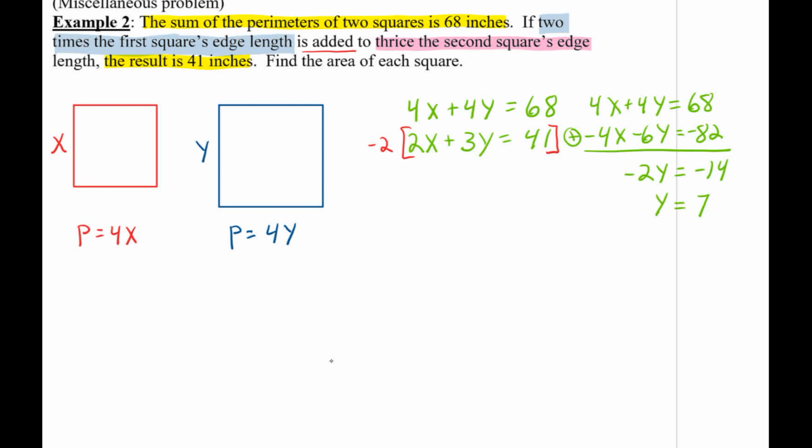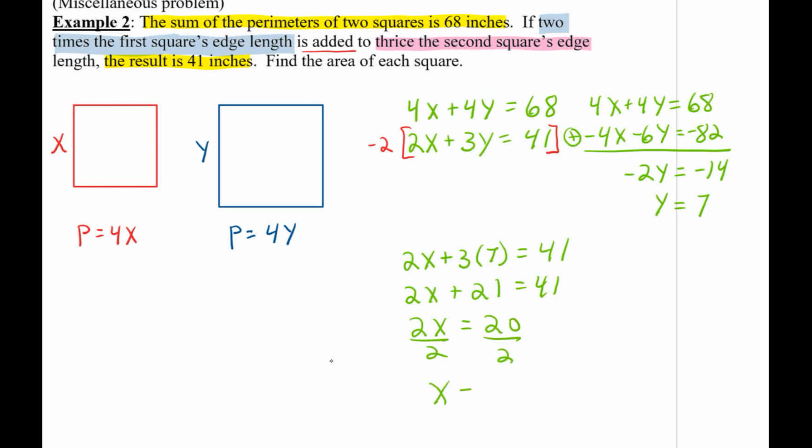I can plug that back into either equation, so I'm going to plug it into the second one, 2x plus 3y, but I'm replacing the y with 7 that I just found. And then when I subtract 21 from 41, I get 20, and divide by 2, and I'm going to get x is equal to 10. So I know my edge length now. I know that the x is equal to 10. So I didn't do this to scale, did I? Because I made the red one look smaller when in fact it should be the bigger one.